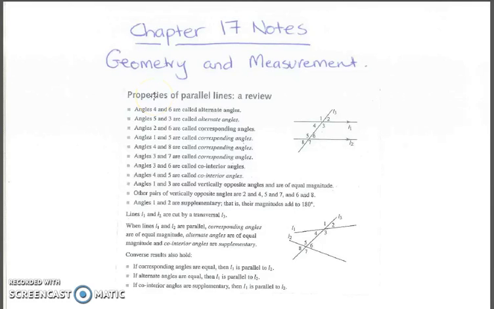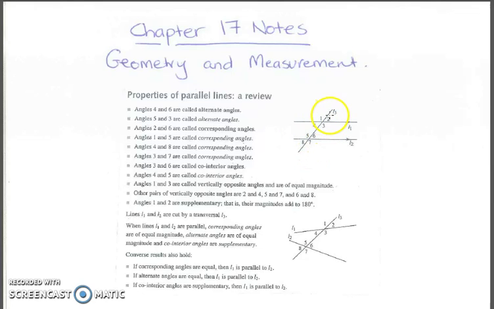Hi there, here's a quick overview of the Chapter 17 notes that are on Compass and that you've had for quite a while. First part of these notes is parallel lines. You do need to know all the different names such as alternate and corresponding and co-interior angles. The more important information you need to know is how to calculate what the values of these angles are.